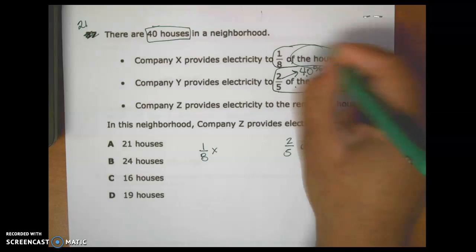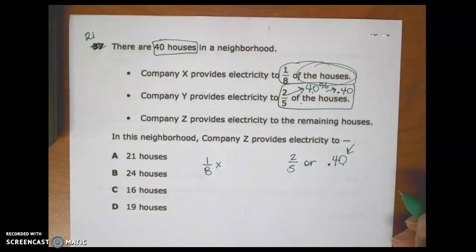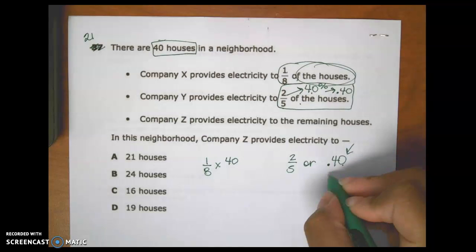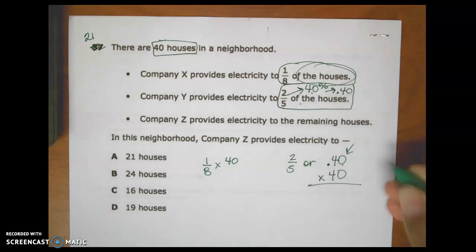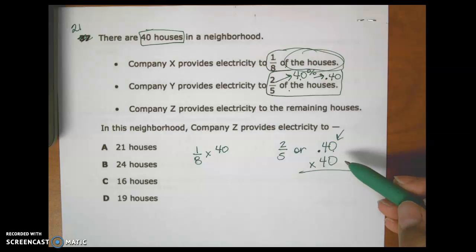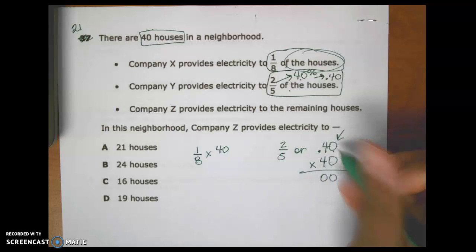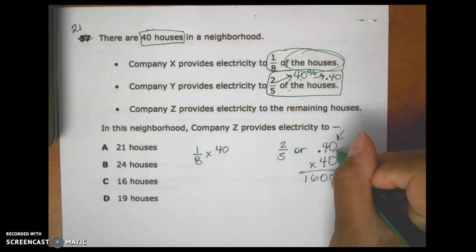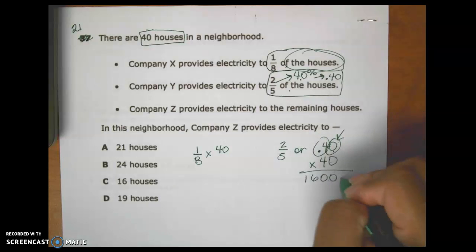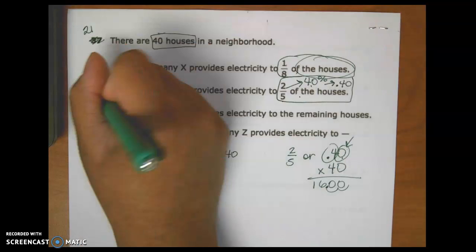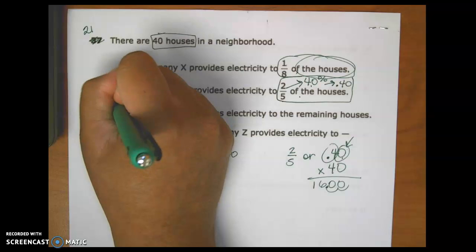And when it says the houses, how many houses are there? 40 houses. Good. So I'm going to say 1/8 times 40 and 0.40 times 40. I'm going to do this one first because it looks easy. It's just 40 times 40. So that's 0. 4 times 0 is 0. And 4 times 4 is 16. And then I need 2 decimal places. 1, 2. So this is 16 houses that Company Y provides for. So I'm going to write 16 houses over here on the side.